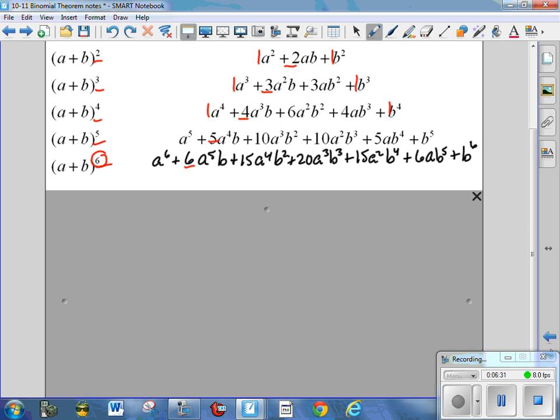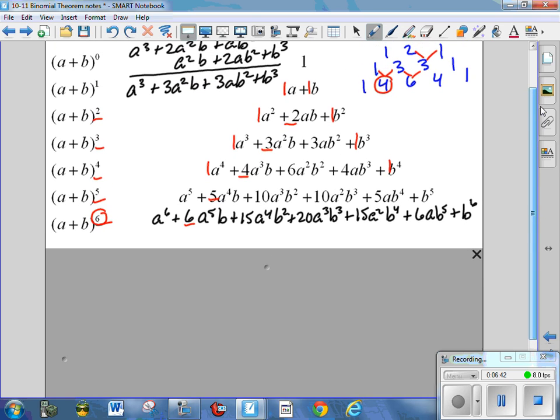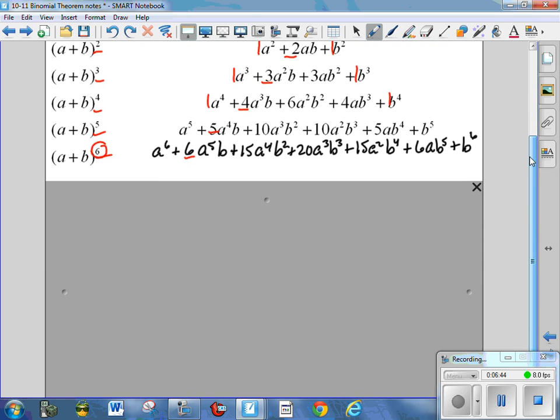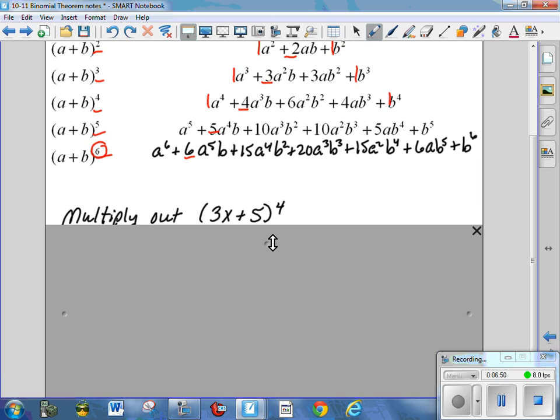So let me make sure I didn't make any mistakes. 1, 6, 15, 20, 15, 6, 1. A's are counting down, B's are counting up. I'm good. Now, because we have a pattern here, we can create a rule that establishes the pattern, which we're going to do with sigma notation later. But right now, I just want to say, let's multiply out something by hand and then see how much easier it is to do it with a binomial formula.